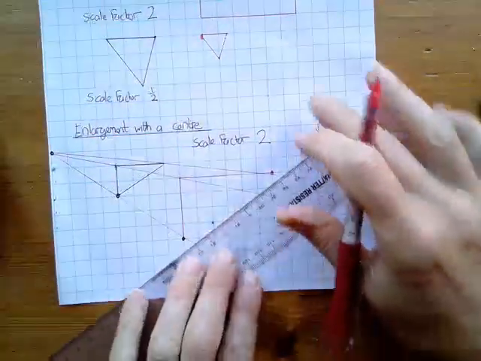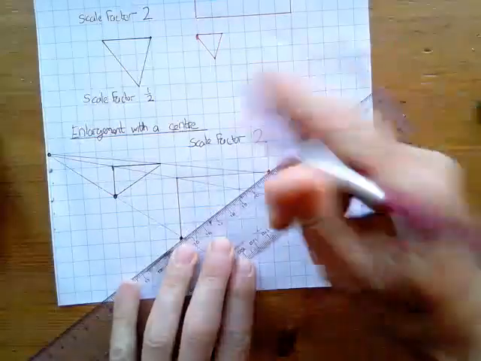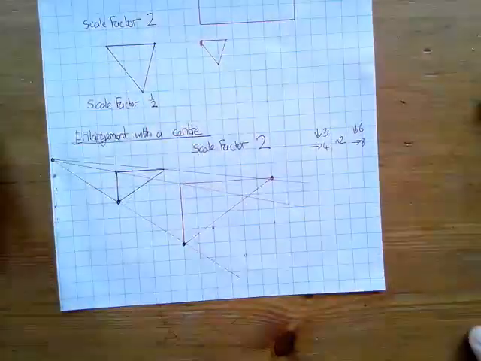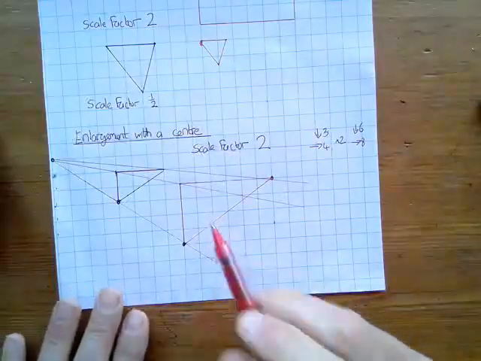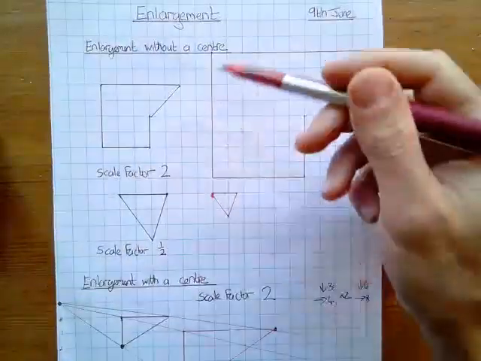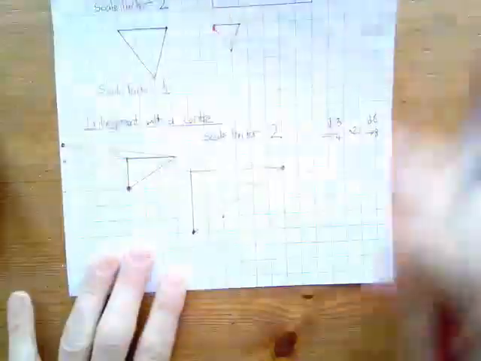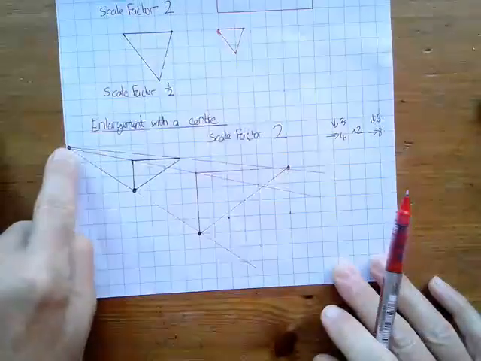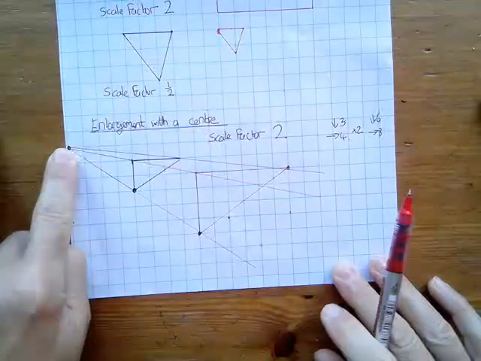And finally, no need to measure anything. I can just draw the final line in like that. And there we are. So this time it's the same as what we did earlier, but it mattered where it ended up. And it mattered because of this thing here, the centre of enlargement.